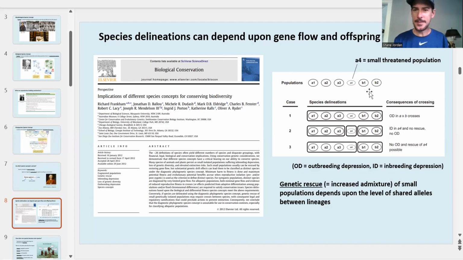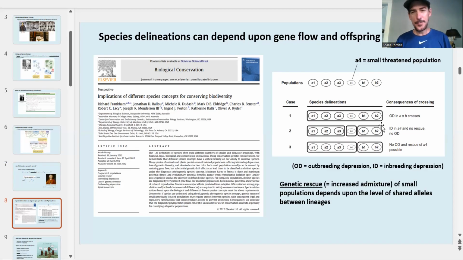In short, the idea is that we might have these 6 different populations here, A1, A2, A3, A4, B1, and B2. And in this hypothetical example, A4 is a very small threatened population. And there's a question about, well, which species do we assign this to? Do we call all 6 populations members of the same species? Or do we break up A's and B's into separate species? Or should we consider A1, A2, and A3 one species, A4 its separate own individual species, and B1 and B2 yet another species? Why does this matter?